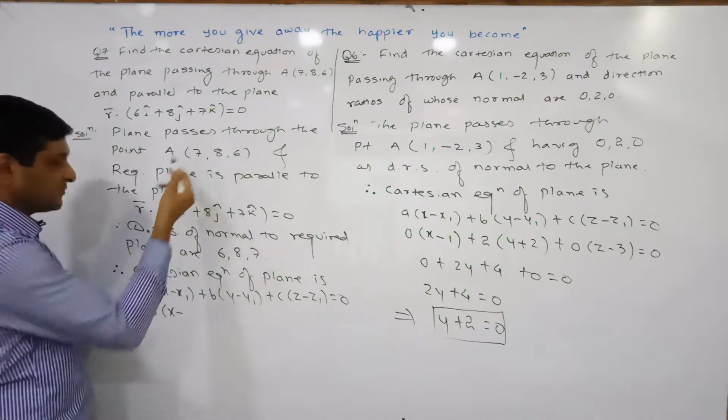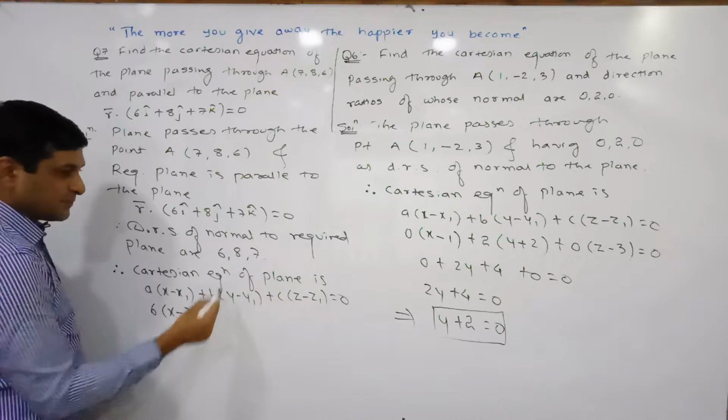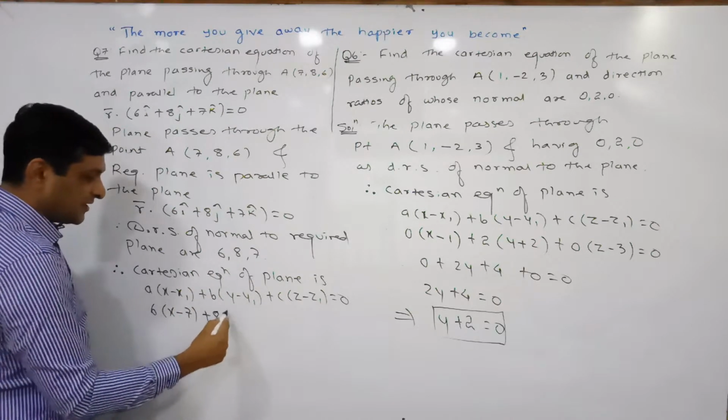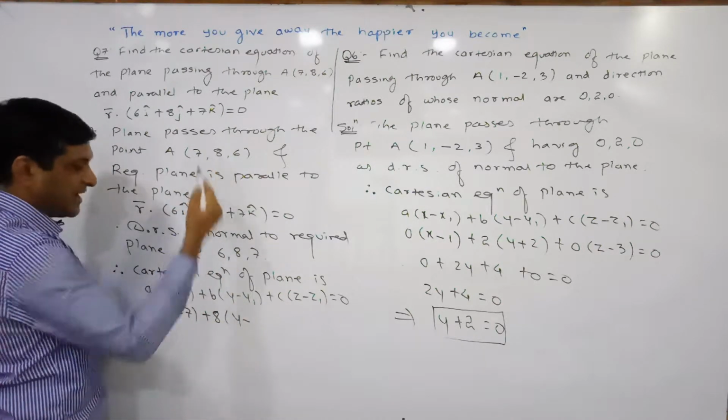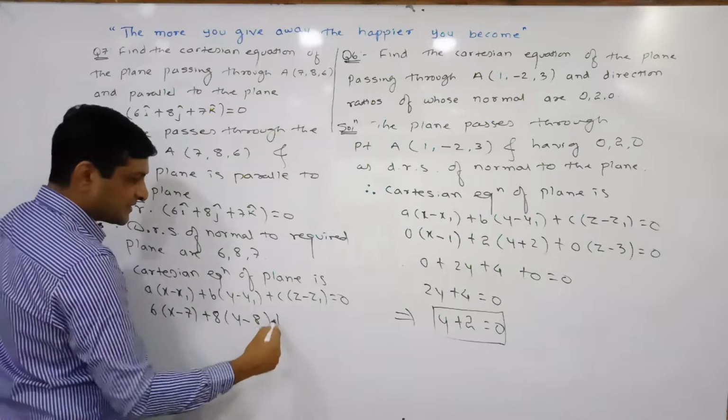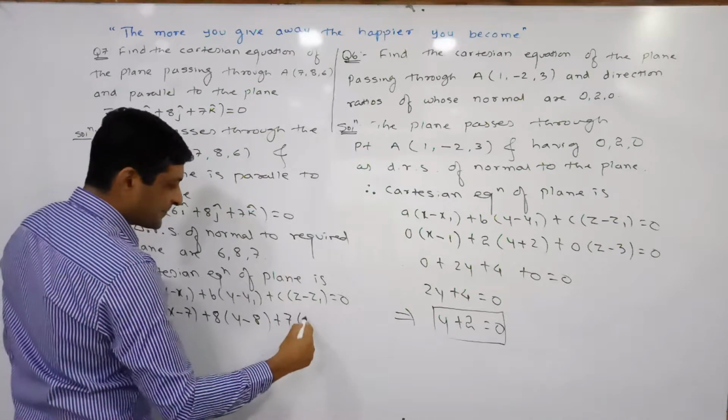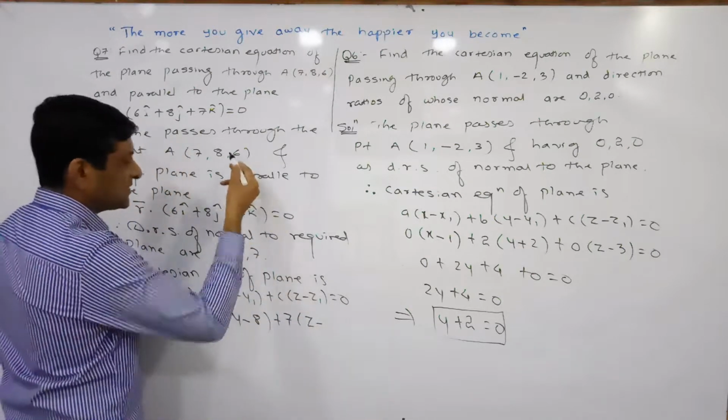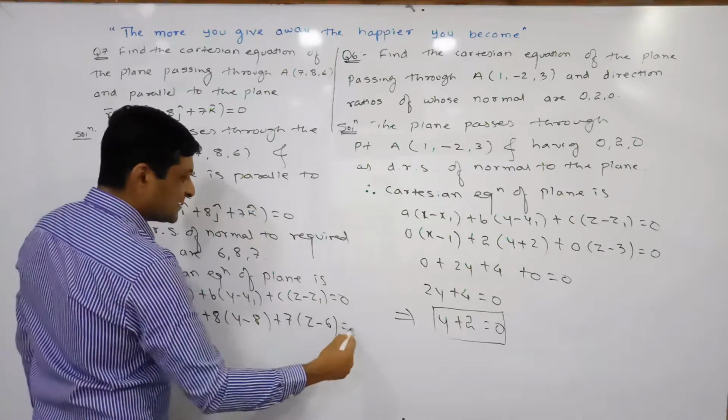What is the value of x1 here? 7. Plus b is how much here? 8 into (y − y1). y1 is also 8 here. Plus c is how much here? 7 into (z − z1). What is the value of z1 here? 6, is equal to 0.